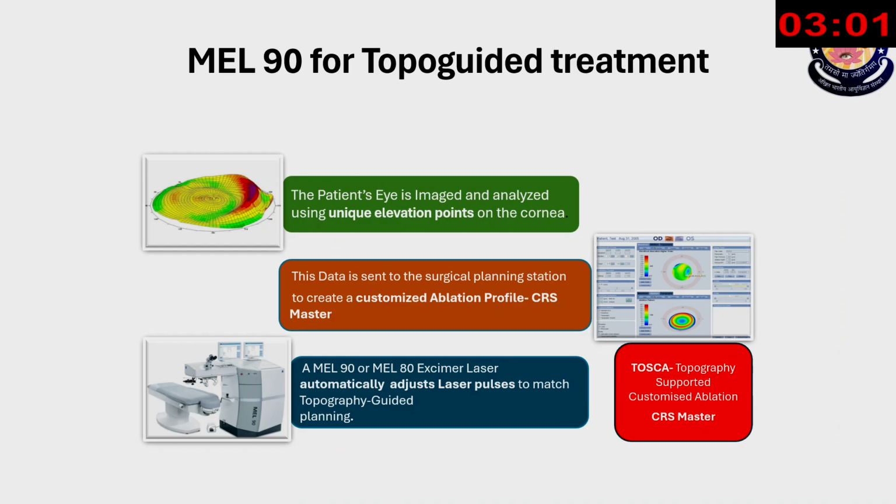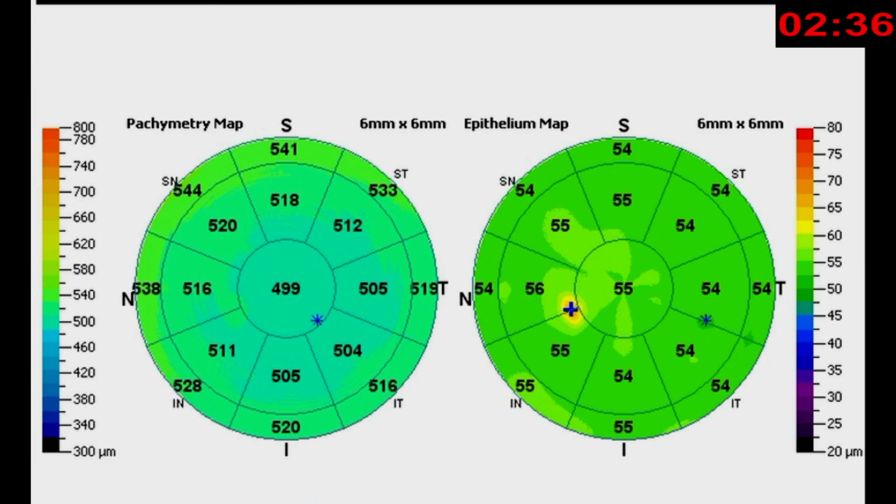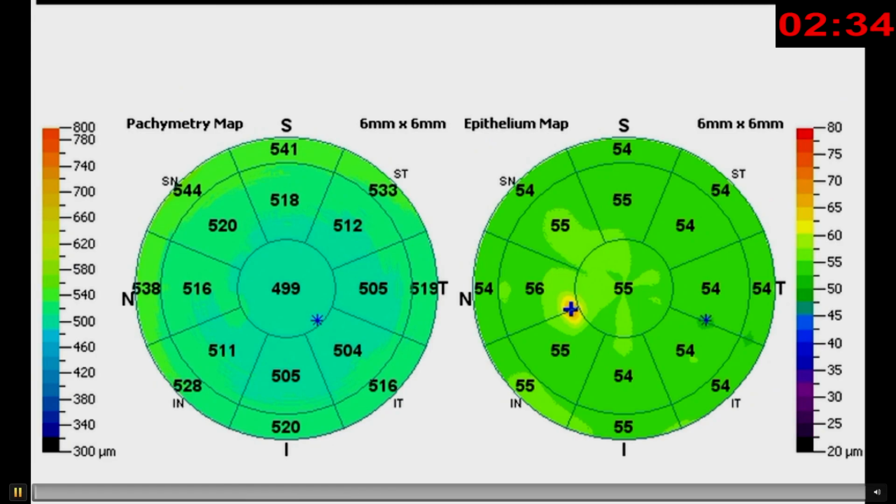So we at our center use MEL90 for topo-guided treatment. In this, the patient's eye is imaged and analyzed by the Atlas topographer. The ablation profile is calculated on the CRS-Master, and then the MEL90 or MEL80 Excimer laser automatically adjusts the laser profiles to match this planning. And for the refractive treatment, we use the advanced ablation algorithm of MEL90. So here I would just like to show a brief video of topography-guided treatment.